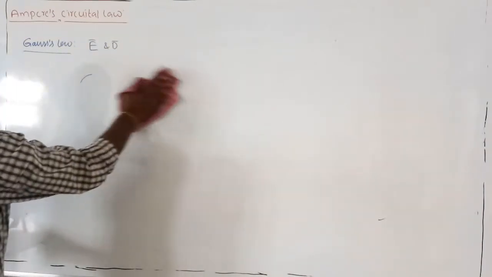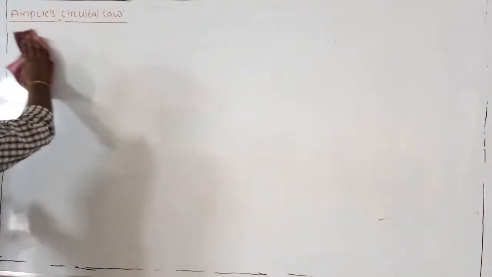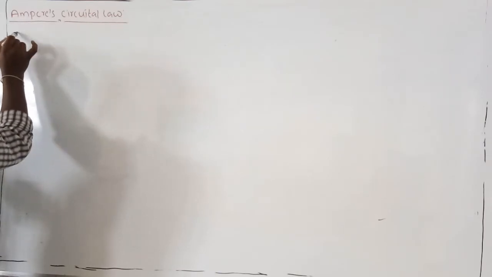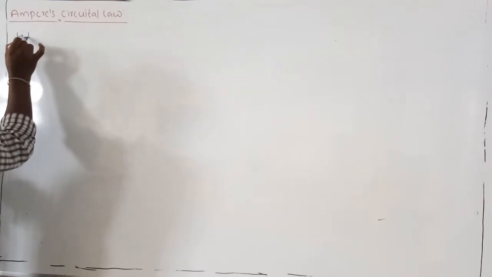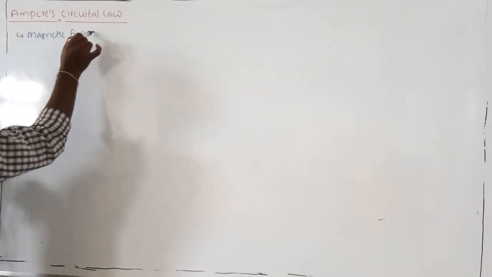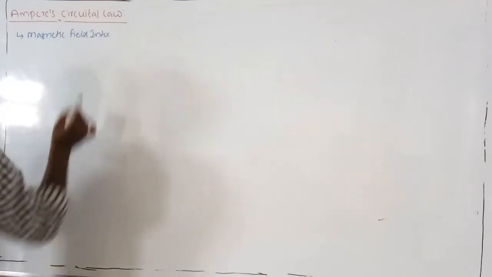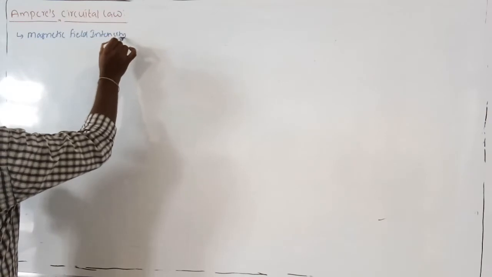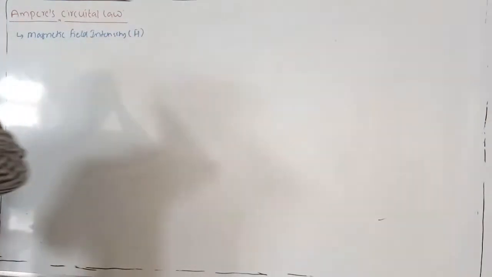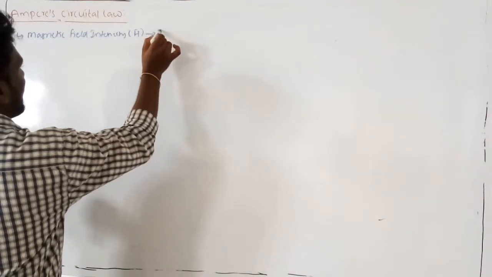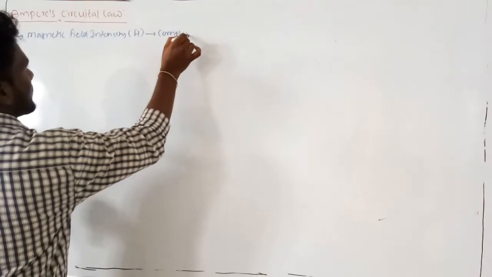Now, in magnetostatics, one famous law is Ampere circuit law. See, in magnetostatics, this Ampere circuit law is useful to calculate the magnetic field intensity. How can you represent the magnetic field intensity? It is represented with the letter H. Magnetic field intensity is calculated with the help of Ampere circuit law for complex problems.